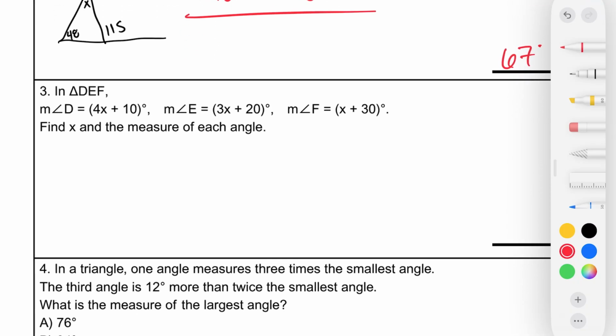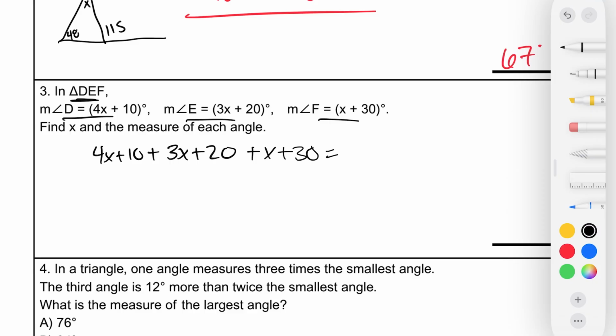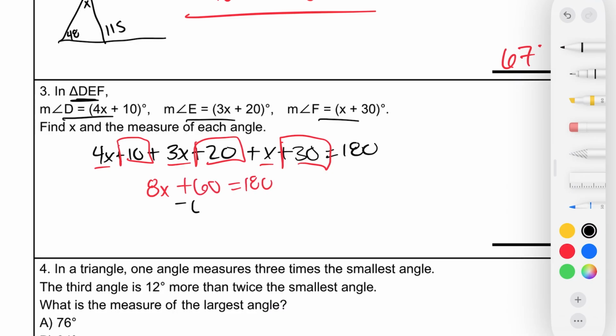Okay, and number 3, you have a triangle DEF, and then it gives you 1, 2, 3 angles. And we know that 3 angles inside a triangle add to equal 180. So that's where I'm getting this equation from. And then you just solve, combine like terms. That's 8x plus 10 plus 20 plus 30 is 60 equal to 180. Subtract 60 from both sides. You get 8x is equal to 120. Divide 8 on both sides. And 120 divided by 8 is 15.